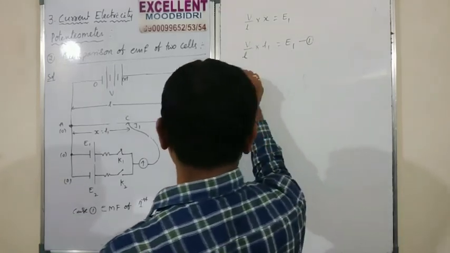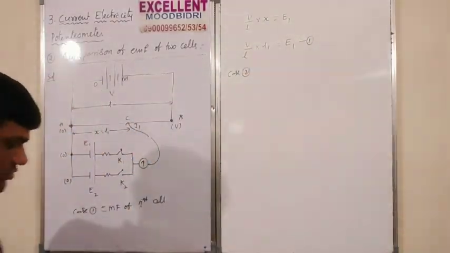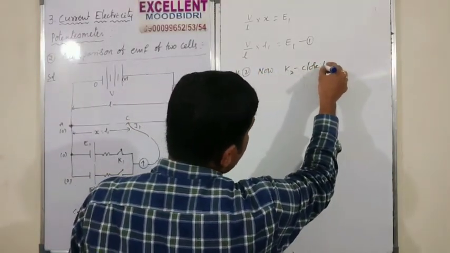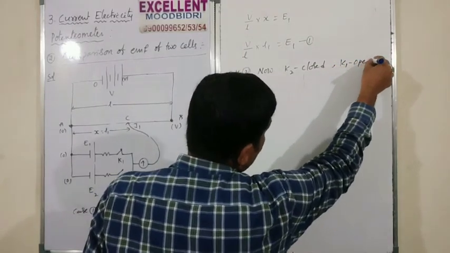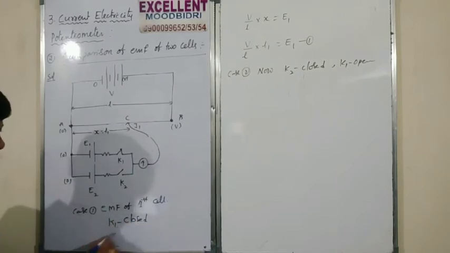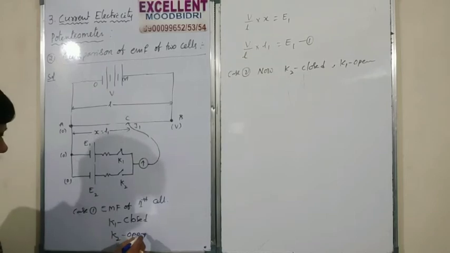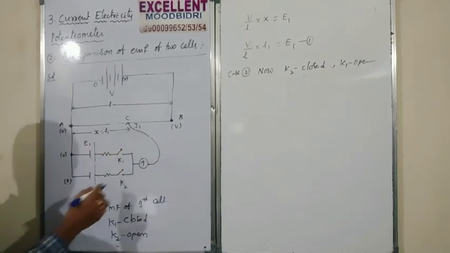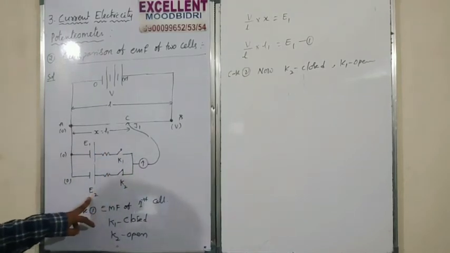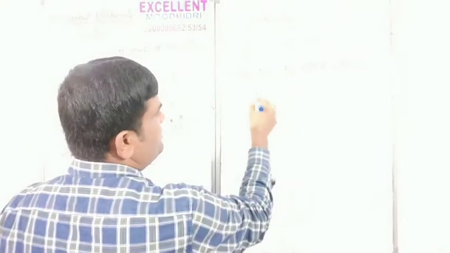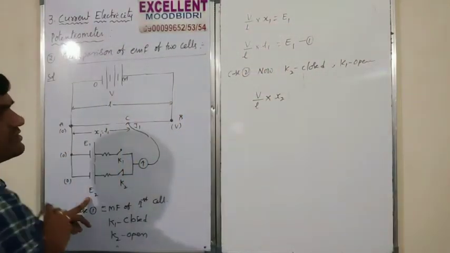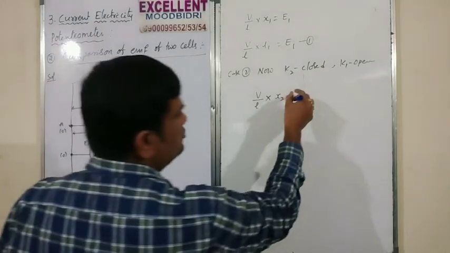Now case 2. Case 2 is when K1 is open and K2 is closed. Now the EMF is equal to E2. Therefore the formula is V by L into X2 is equal to E2.